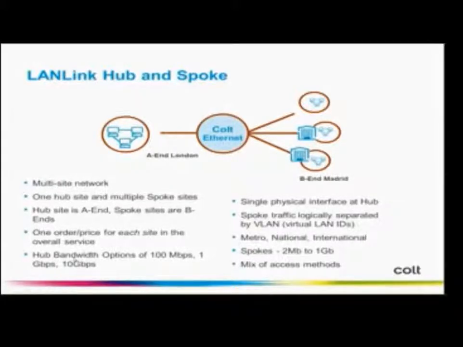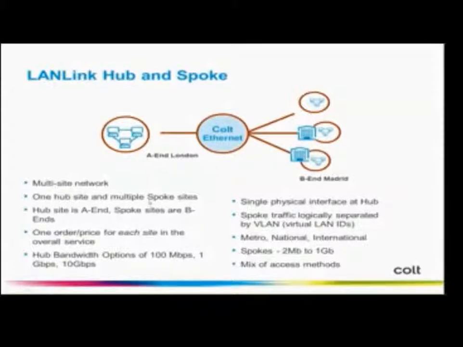As I already said, the bandwidth for the hub is 100 meg, 1 gig or 10 gig. We have to define that. And for the spokes it is from 2 meg to 1 gig. The access methods are more or less the same as for the point-to-point, so you can go for on-net, OLO, or URL. That's all possible.